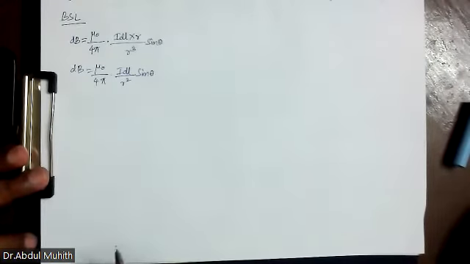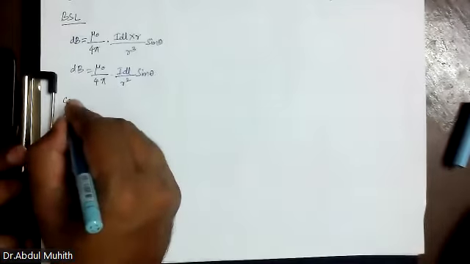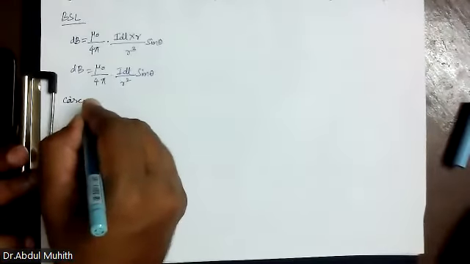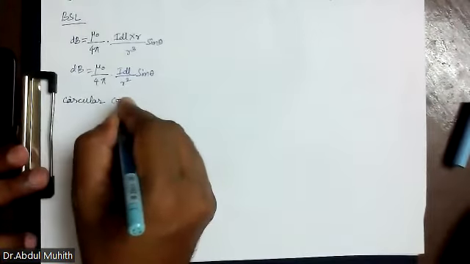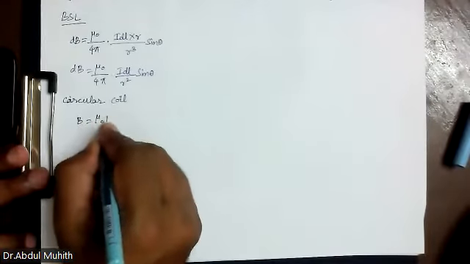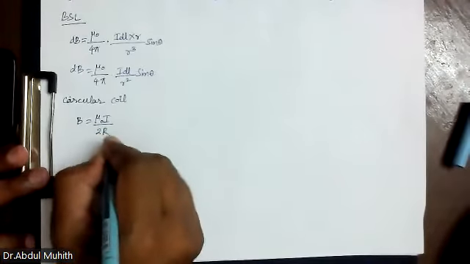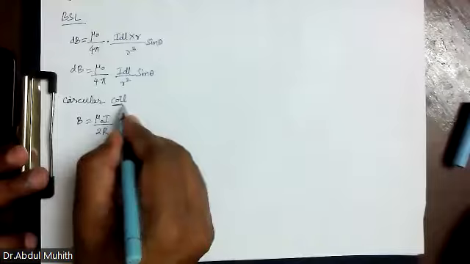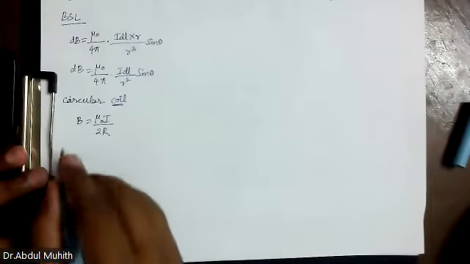After that, the Biot-Savart law, he says, is for a circular coil, a current carrying circular coil. So what is the formula? B is equal to mu 0 I by 2R. You just have to learn this formula. In the Biot-Savart law, he tells about only the circular coil. Next one is Ampere circuital law.